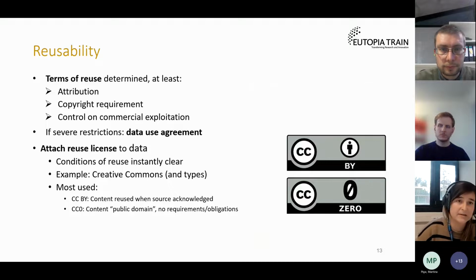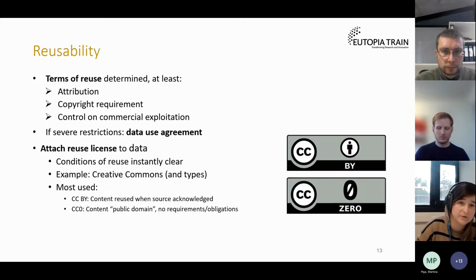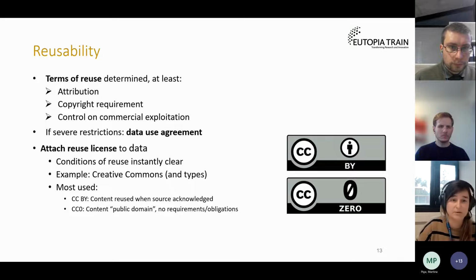Then lastly, the reusability of your data is also important. The terms of reuse have to be determined. That's the least that has to happen. These include attribution, copyright requirements, and if there is control on the commercial exploitation of your data. If there are severe restrictions on this, this also has to be added to your data use agreement. Then also here again, the reuse license should make instantly clear under what conditions you can use the data. Creative Commons is the most common type, like Sebastian explained, and most used of these types is CC BY and CC0.